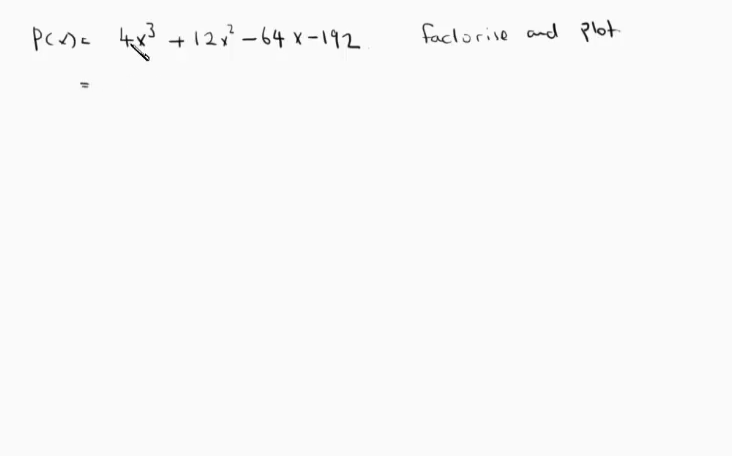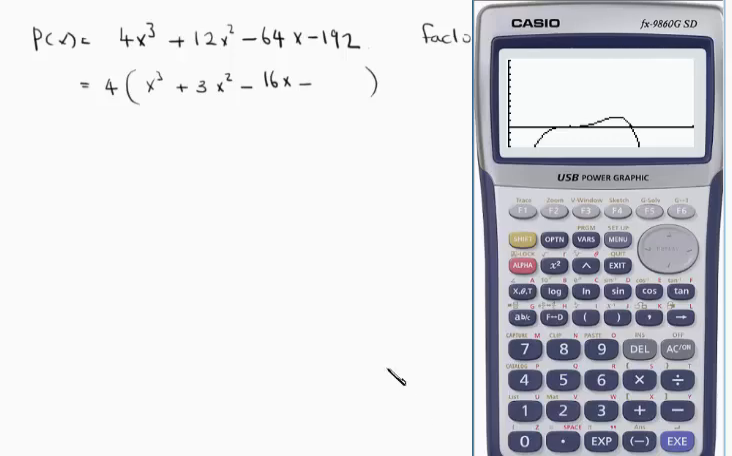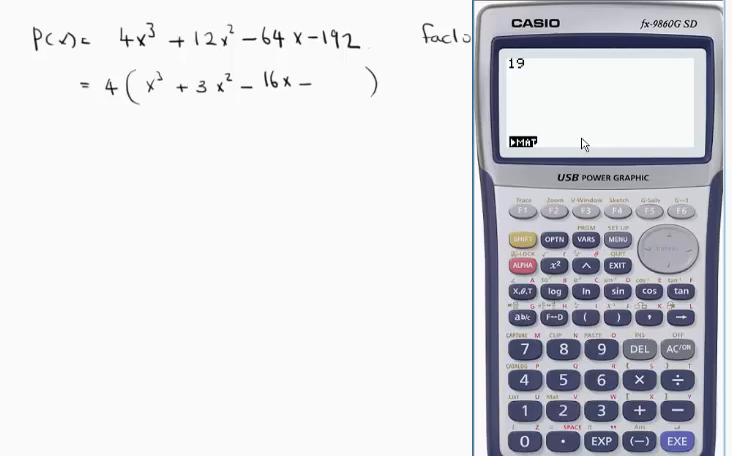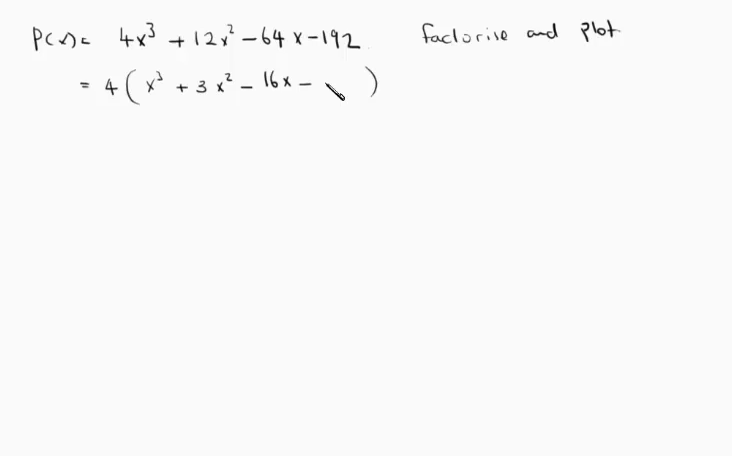So this one is, you can see that actually all of this is divisible by 4. So first of all, before you even begin, you can factor out 4 and you get x cubed plus 3x squared. 4 times by what is 64, 16. And what's 192 divided by 4? 192 divided by 4, it's 48. So this one is 48 there.